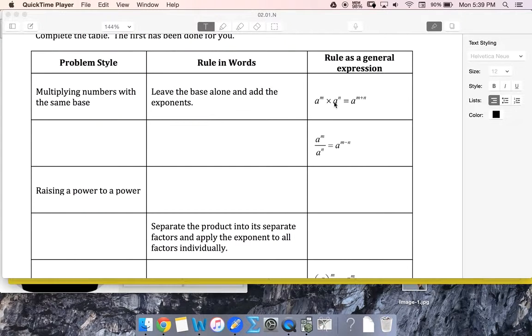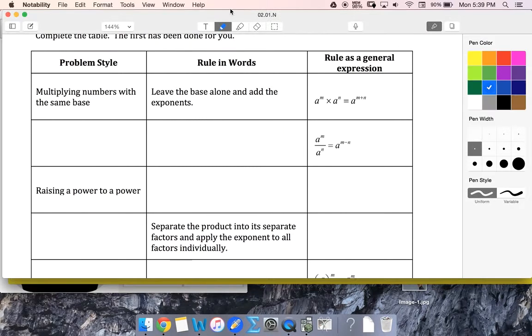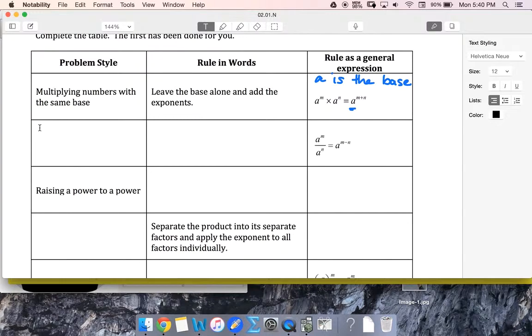Same base, my base here is A. So let's just make a note here that A is the base. And so it stayed the same and we added the exponents. So now let's look at this rule. So this rule is, I look like I have a quotient, so a divisor. They have the same base, and the rule looks to be that I subtract the exponents. So let's go on and fill that in.